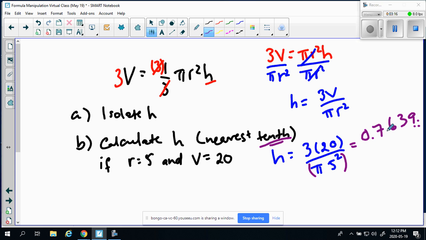So we're looking at 7. But because its neighbor is 6, if the neighbor is 5 or higher, you have to round this up. This should be 0.8. If you put 0.7, you will not get part marks. It has to be rounded correctly.